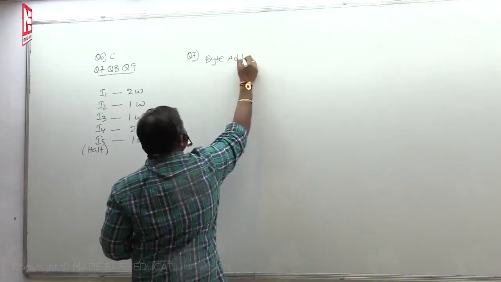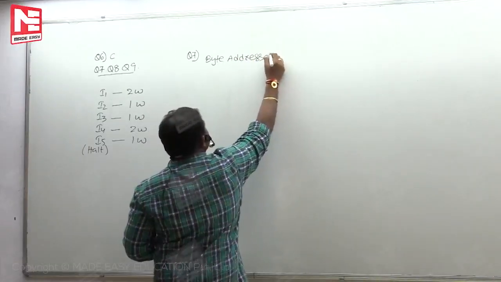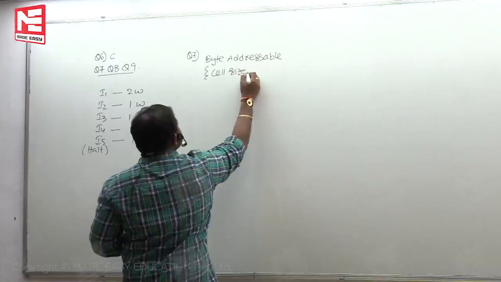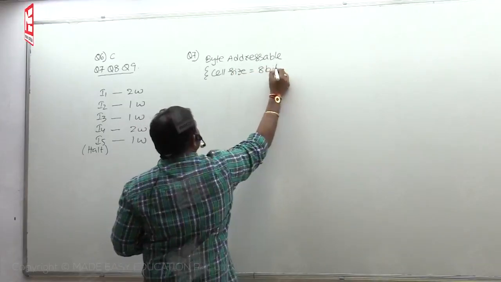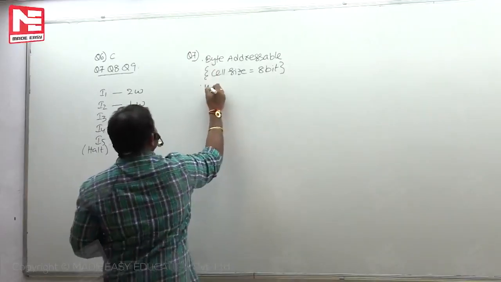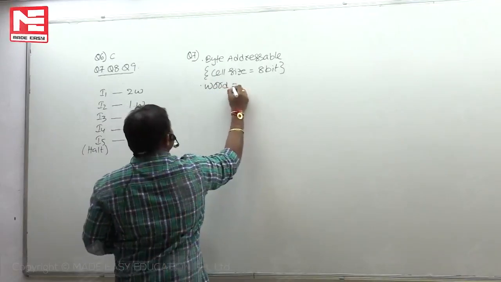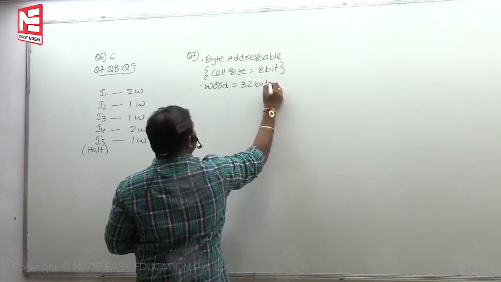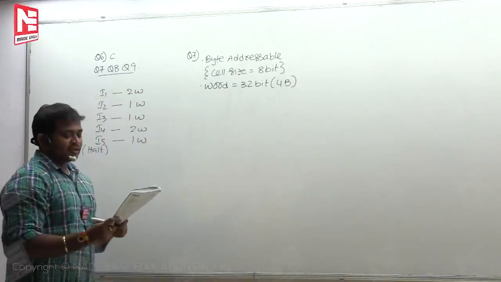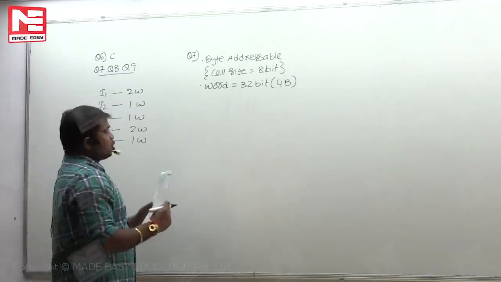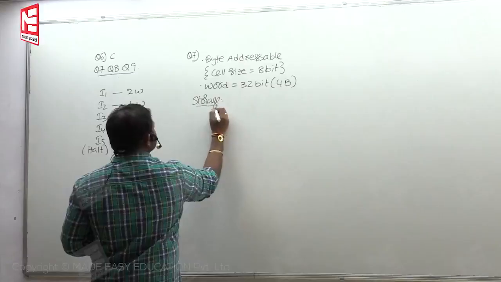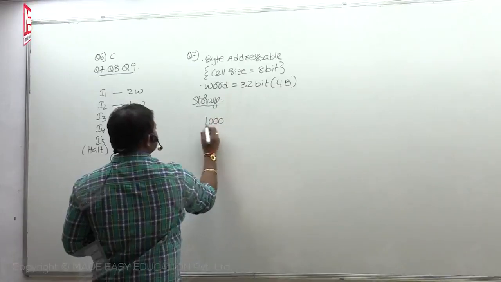Byte addressable means cell size equal to 8 bit. Now, in this, word size is given as 32-bit. 32-bit word means how many bytes? 4 bytes. Therefore, one word occupies 4 cells of a storage space. The program is stored in the memory with a starting address of 1000. So 1000 is the starting address.